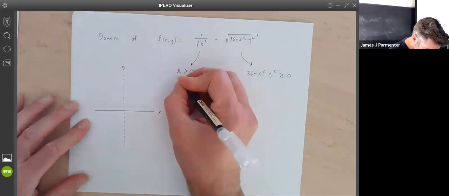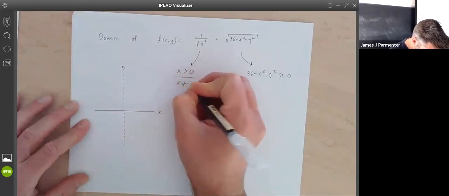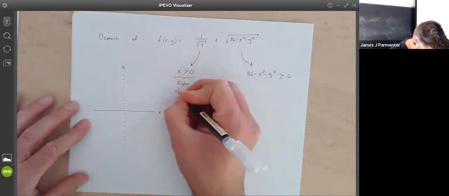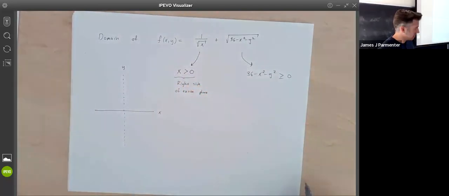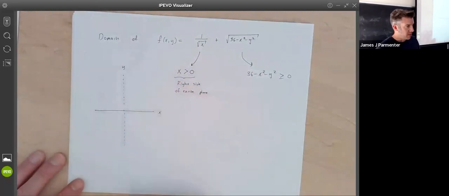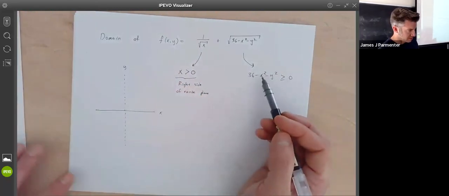So this is going to give me the right side of the entire plane, which I'm not actually going to shade in. I could shade all of this in, but we're going to be limited also by this. So we should hold our horses.